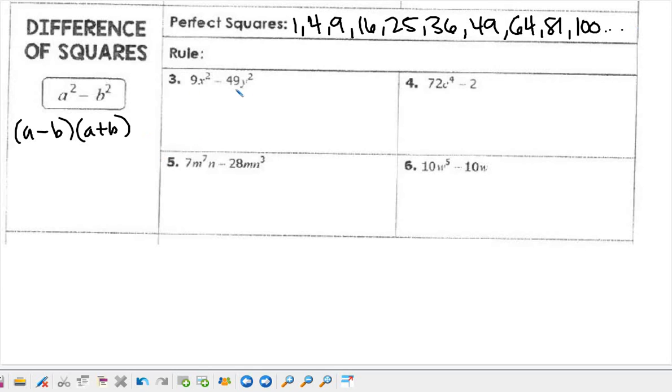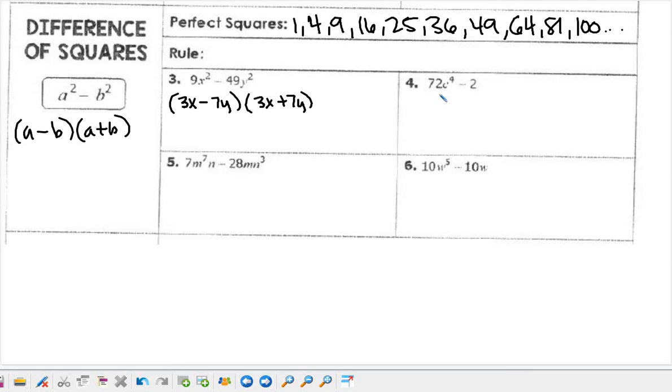So notice 9 and 49 are both perfect squares. X squared and y squared are also perfect squares. Check for a GCF first. 9 is divisible by 3 and 9, but 49 is not. So then I would take the square root of the first term, which is 3x, minus the square root of the second term, which is 7y. And the second one is the square root of the first term plus the square root of the second term.